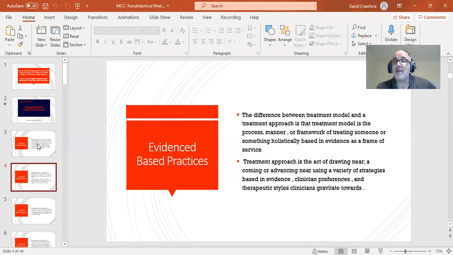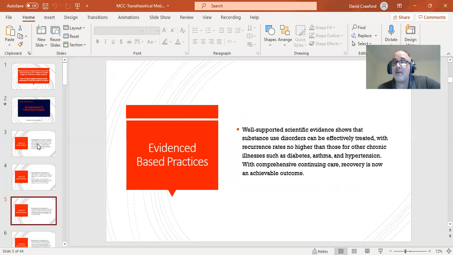The difference between a treatment model and a treatment approach is that a treatment model is the process, manner, or framework of treating someone or something holistically based on evidence as a frame of service. So it's like the framework. The model provides this framework. A treatment approach is the act of drawing near, or advancing near, or using a variety of strategies based on evidence, clinician preferences, and therapeutic styles clinicians gravitate towards. So that's where we're bringing all the pieces in. We're using our natural talents and our trainings and the things that reached us as individuals to meet those treatment goals and build rapport and things of that nature.